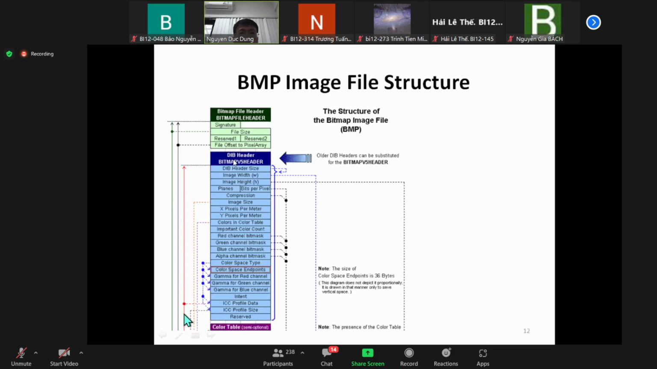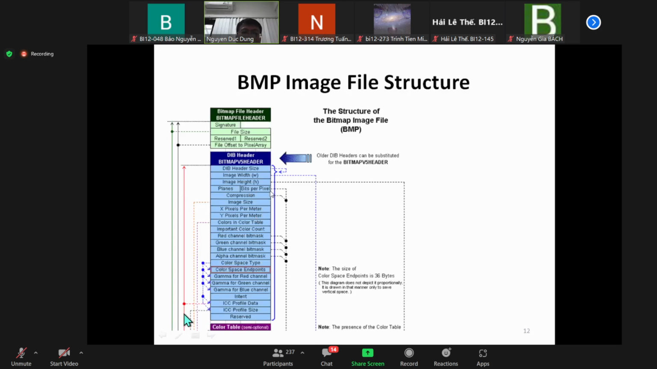And the next information is about the DIB header. DIB means device independent bitmap. This is information for displaying or viewing the picture on any device, because the data for storing every pixel is just a sequence of numbers. So we need to know the image width and the image height in order to display the image correctly.